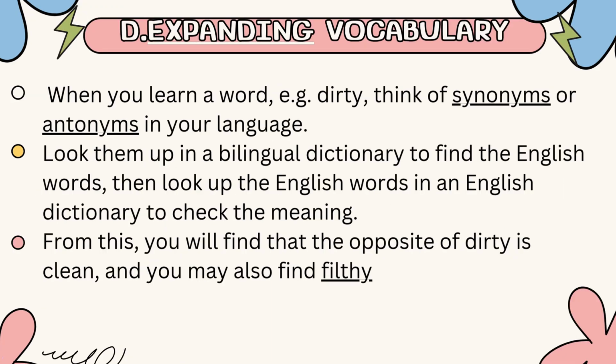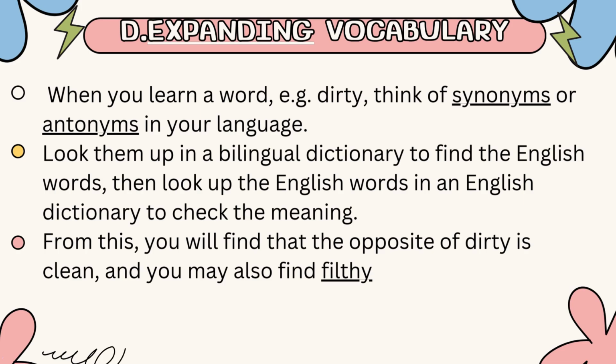In part D, it suggests different techniques that you can use to increase your vocabulary. The first one is when you learn a word, instead of studying only one specific word, you can find the synonyms and antonyms in your language: words that have a similar meaning and words that have the opposite meaning. And then when you look at a word, it is better to use both dictionaries, not only the bilingual dictionary but also the English dictionary, to check the meaning and also the word forms and other word families.